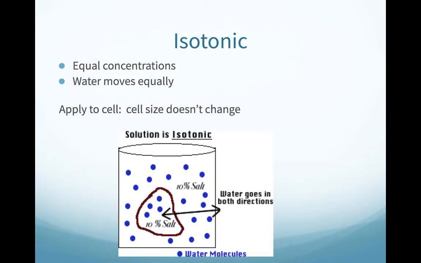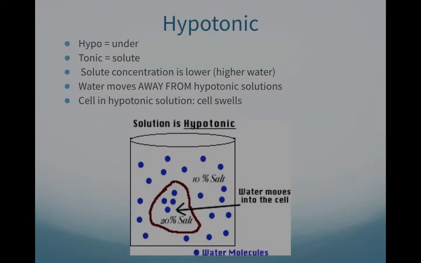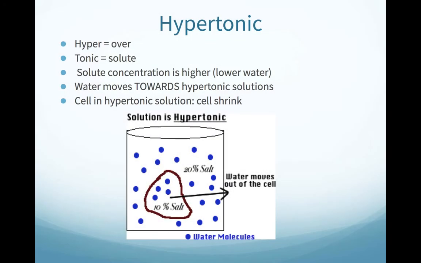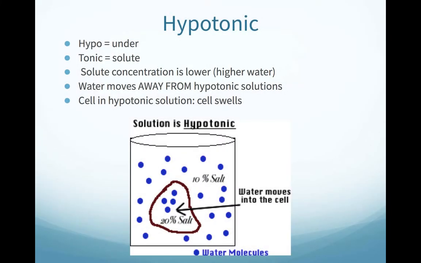And then the last solution is isotonic, meaning you have equal concentrations and water will move equally inside and outside. So the size of the cell does not change. So in terms of the other two, hyper, the cell is going to shrink, and that's why in certain situations, if you are trying to, say, give somebody a saline solution, you don't just give them an IV of 100% water, because if you give them 100% water, you're going to put their blood cells in a hypotonic solution, and the blood cells will swell and explode.